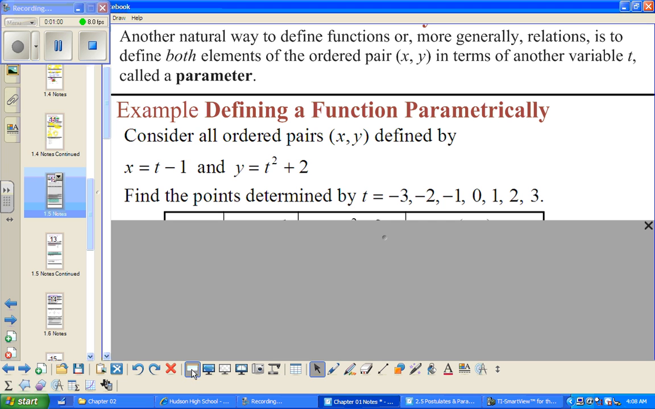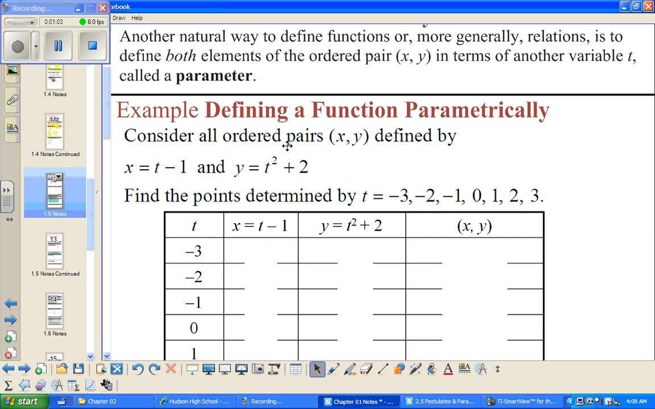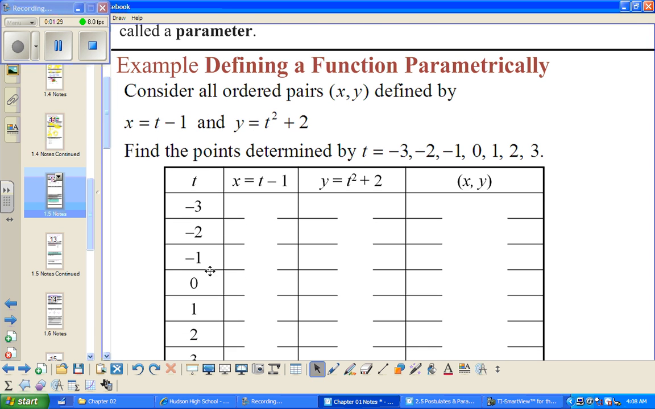Here's an example of defining a function parametrically. Consider all the ordered pairs xy, so all the points xy that are defined by x equals t minus 1 and y equals t squared plus 2. The question then is: find the points determined by t equals negative 3, negative 2, negative 1, 0, 1, 2, 3.